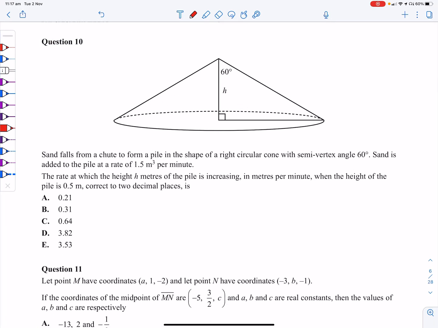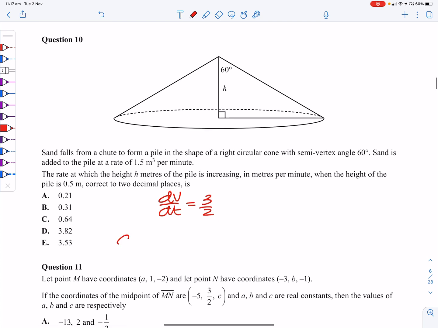Okay, here, sand falls from a chute to form a pile, the shape of a right circular cone with a semi-vertex angle of 60. Sand is added to the pile at a rate of, so dV dt is 3 on 2. The rate at which the height of the pile is increasing, so we want dH dt. So if you think about it, we've got dV dt, so we've got to multiply it by dH dV. So we need h in terms of v.